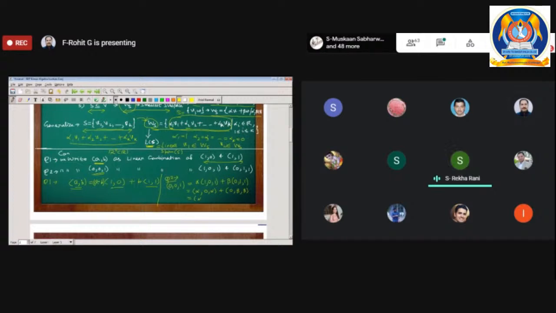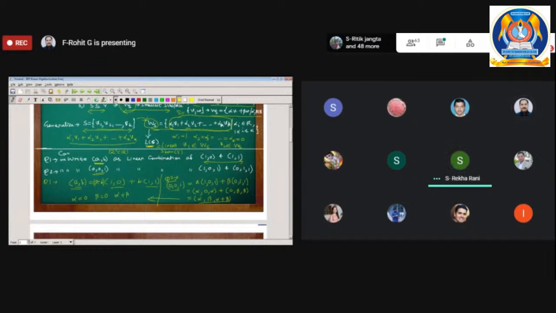What is alpha, comma, beta, comma, alpha plus beta? Now these two elements are equal. That means the corresponding elements should be equal. So I am writing here: alpha is equal to 0, beta is equal to 0, alpha plus beta is equal to 1.